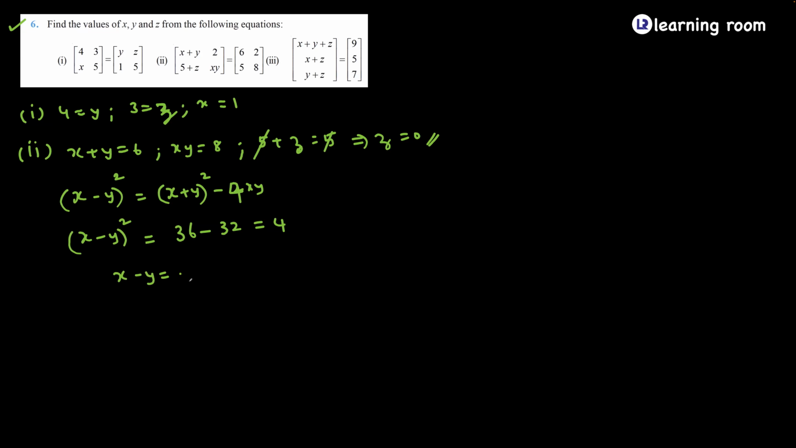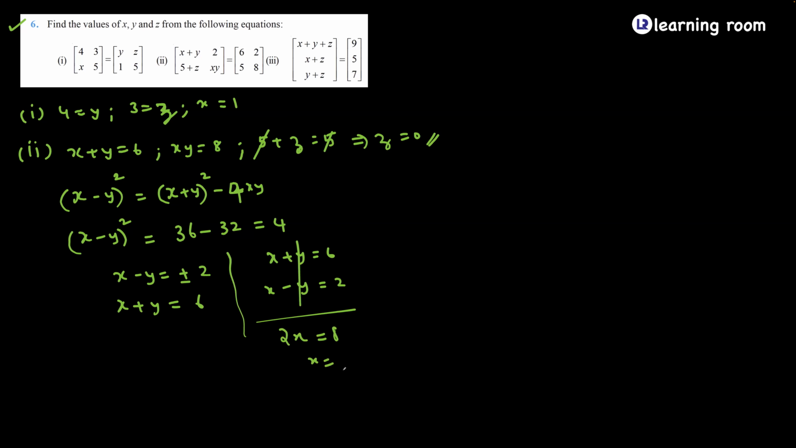Plus or minus 2. Right. So when I solve these two, x plus y is equal to 6. Okay, now observe, when x plus y is equal to 6 and x minus y is equal to 2, we cancel this. 2x is equal to 8, x is equal to 4. Similarly, x plus y is equal to 6, x minus y is equal to minus 2. When I take this and solve, I'll get 2x is equal to 4. I'll get x is equal to 2.